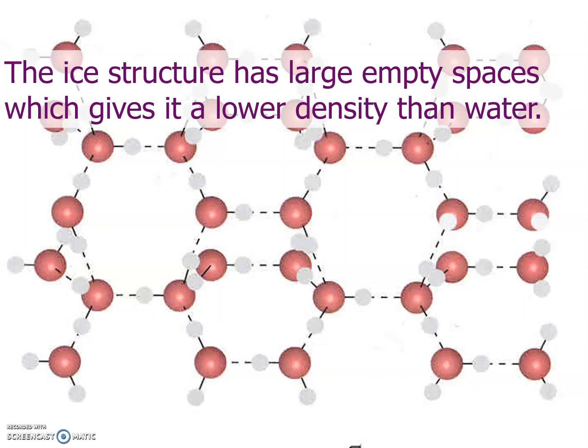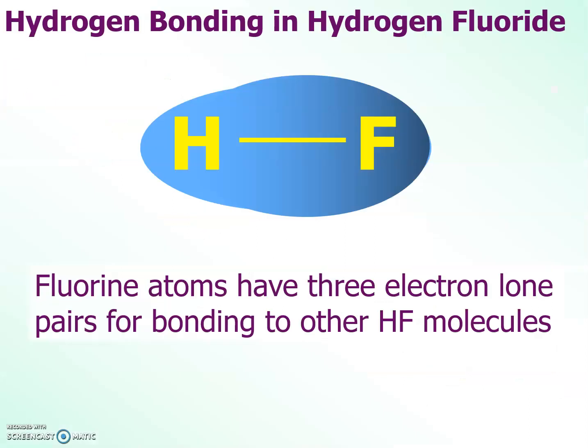Here, the ice structure has large empty spaces, which give it a lower density than water. Because of this voluminous structure, the ice floats on the surface of water.